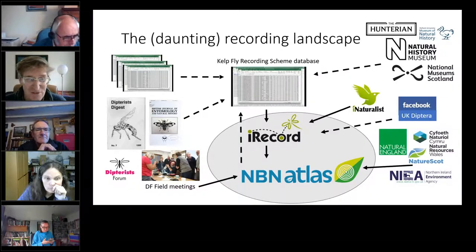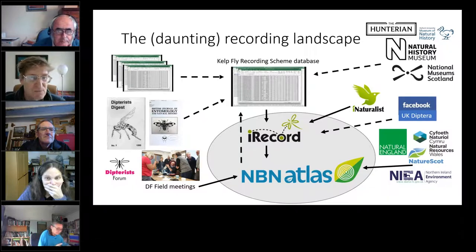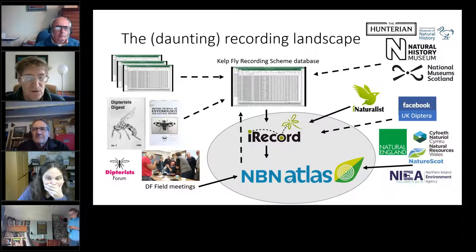But I just want to run through this because I think it's interesting on a family with so few species as this. On the top left, I've got spreadsheets. So there's individuals with their own personal records, which I'm keen to get into a database and feed into the atlas. There's also journals that have published records. I'm particularly thinking of Scottish Islands, which have good fly lists that could be put into the database. And obviously the Dipterists Forum meeting databases go directly into NBN Atlas.